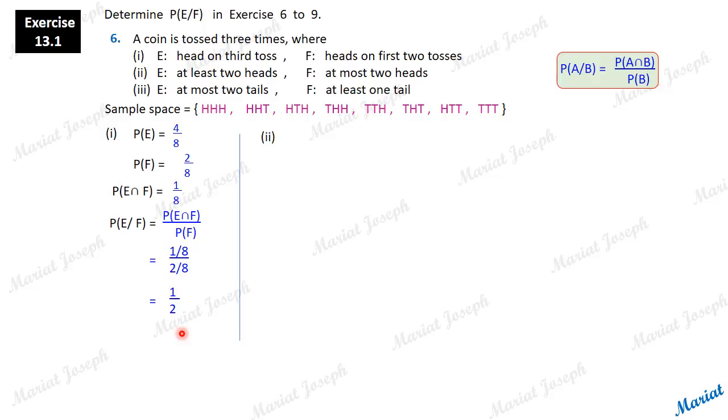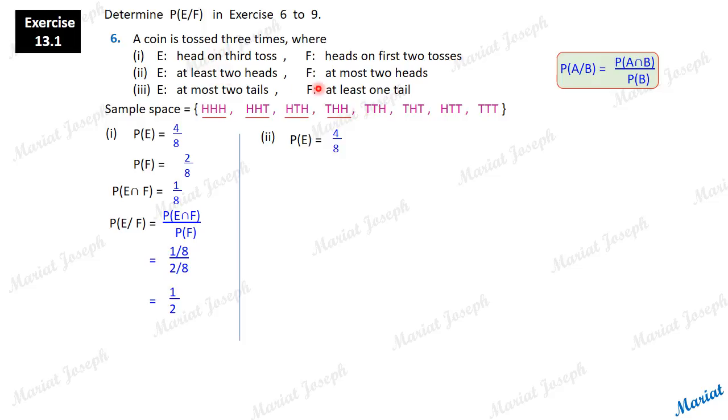Now let's go for the second part. Another pair of E and F is given to us in the same experiment. E says at least 2 heads should appear. At least 2 heads. Observe which are the outcomes satisfying E. Here they are. These are the 4 outcomes in which at least 2 heads are there. These 3 have 2 heads. This one has 3 heads. At least 2 heads. 4 of them are favorable. So the probability is 4 by 8.